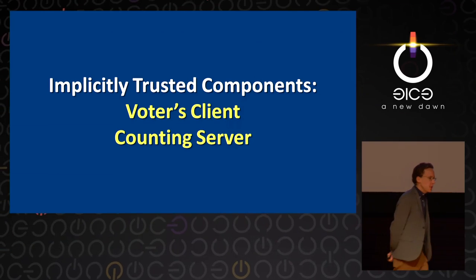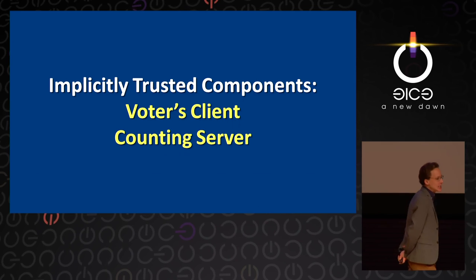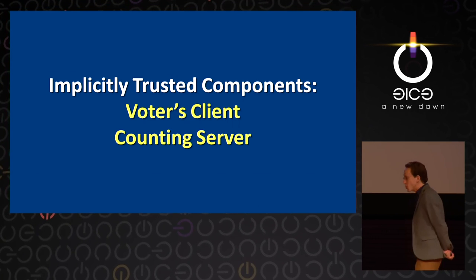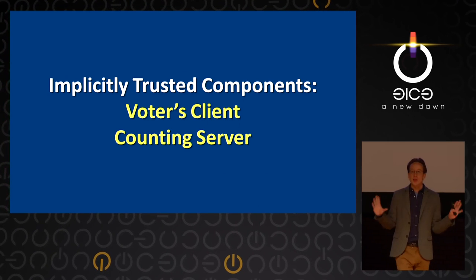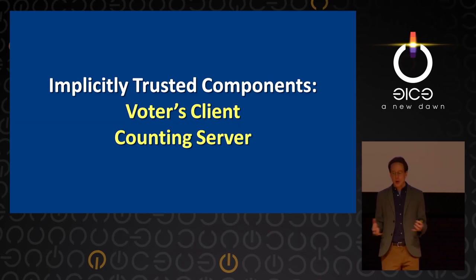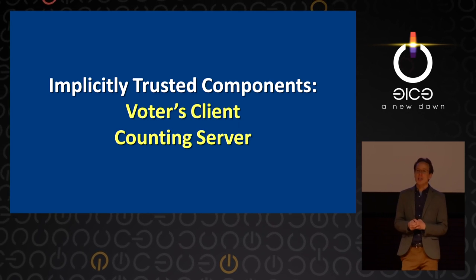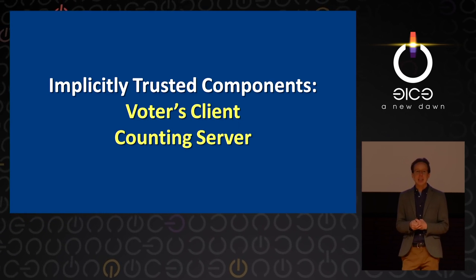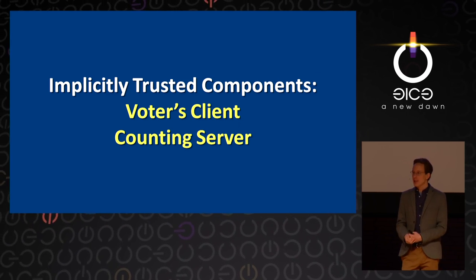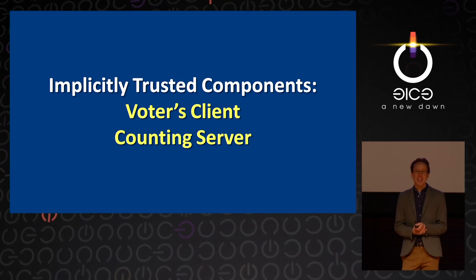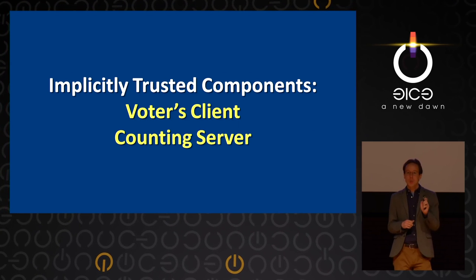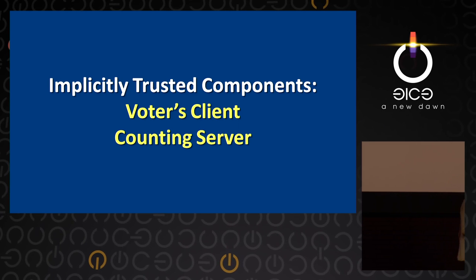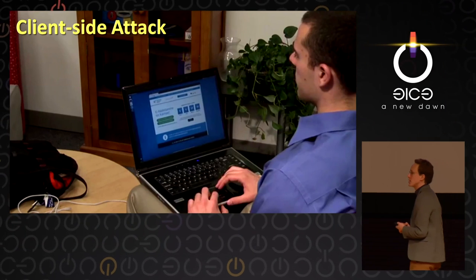All right, so with that threat model in mind, let's evaluate the design of Estonia's system. And there are two components of the Estonian design that just by reviewing the design you can tell are implicitly trusted components. And you know, in security, when we say something is trusted, we mean basically that if it's hacked into, we're out of luck. So that's what we mean by trusted. These two components are the voter's client and the counting server. And let me tell you why both of these are potential, or serious, vulnerability points in the Estonian design.